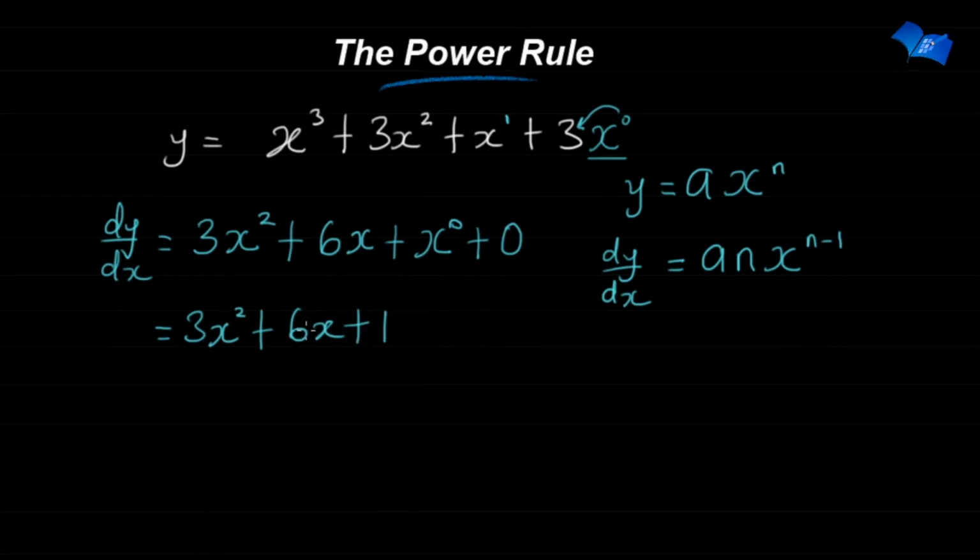And if you have a subtraction sign in between, then you just subtract, right? Now, what if you have a negative power? What if you have a negative power? For instance, I have, say, y is equal to x raised to the power minus 3 plus 2x raised to the power minus 2. What would be the dy dx?